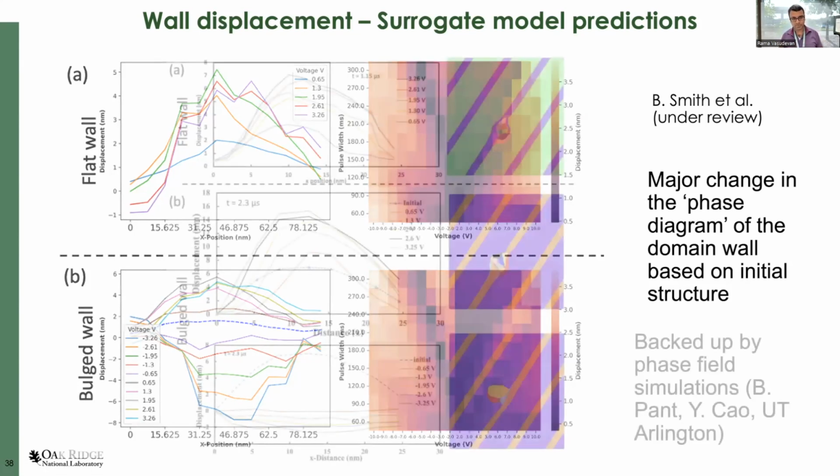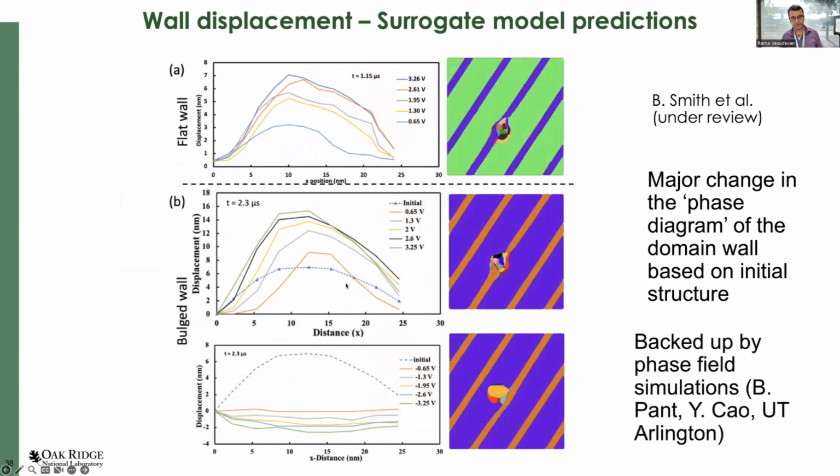And this is exactly as we would expect from some phase field modeling, which was done by some collaborators at UC Arlington, Professor Yi Kao from UC Arlington, and his student Bharat Pant, who did these simulations for us. They showed exactly that particular scenario, where if you start from a flat wall and you apply some voltage, you can bulge the wall out. But in order to move the wall even further, it's more difficult. But if you want to move it back to its initial flat configuration, it doesn't take much energy at all to be able to do that, because it's already in a very highly susceptible state.